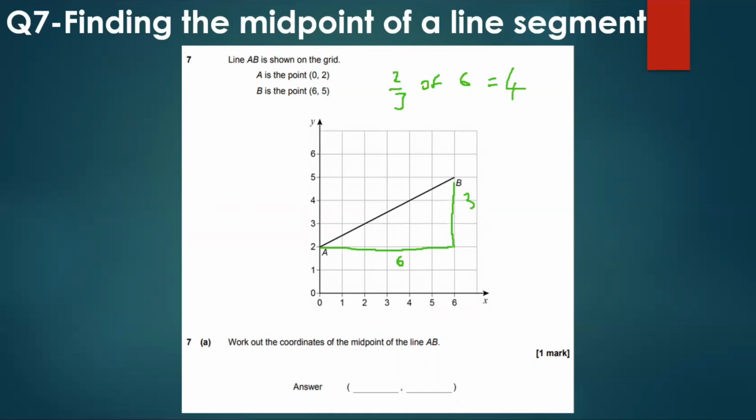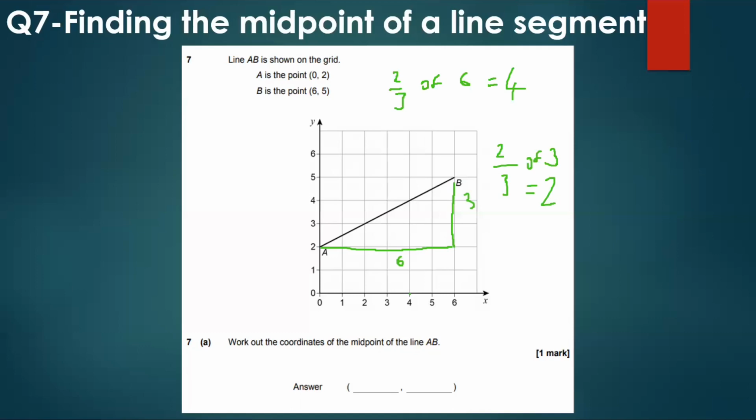So it's going to go across 4, our new point. I'm going to put a dot there so I know. And then 2/3 of the height, which is 3. So 2/3 of 3 is 3 divided by 3, which is 1, times 2 is going to be 2. So it's going across 4 and up 2.